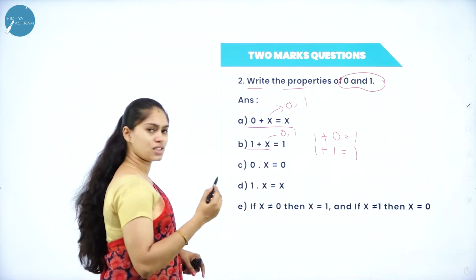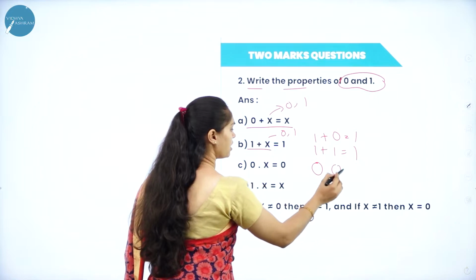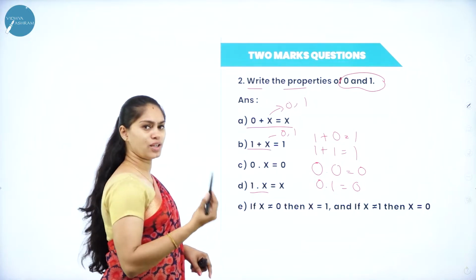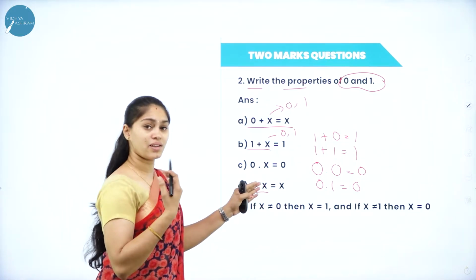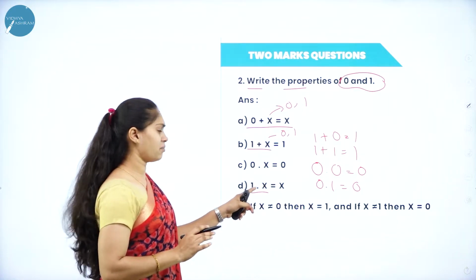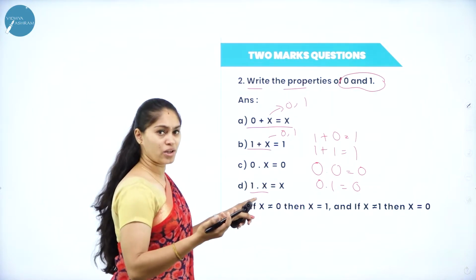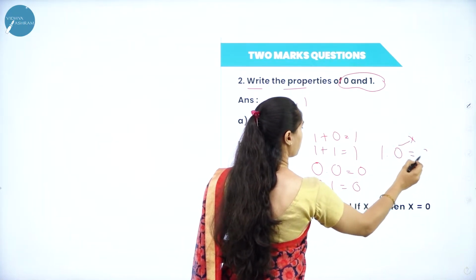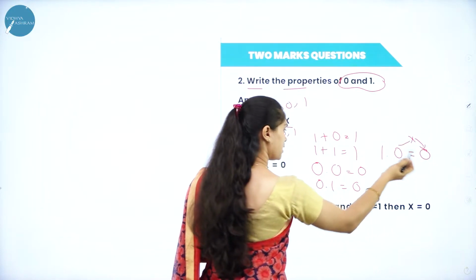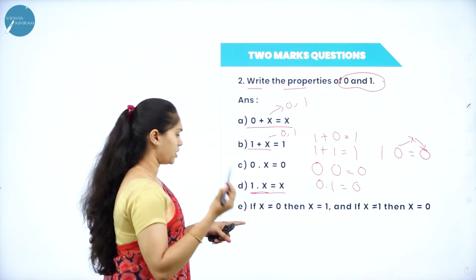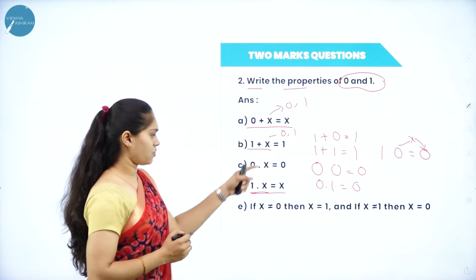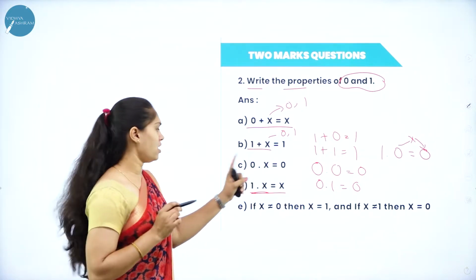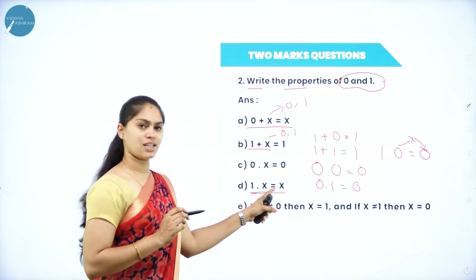Then 0 into x is equal to 0. If I multiply any number with 0, it will be 0. Then 1 into x is equal to x. That means whatever the variable is, 0 or 1, if I multiply it with 1, I get that variable. For example, 1 into 0: here x is 0, and 1 into 0 will be 0, that is x itself. So 1 dot x is equal to x. Remember all of these: 0 plus x is equal to x, 1 plus x is equal to 1, 0 into x is equal to 0, 1 into x is equal to x.